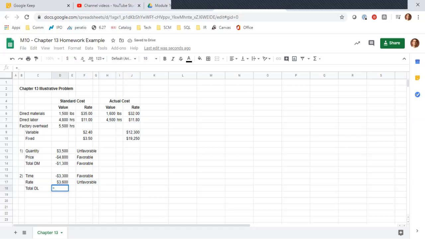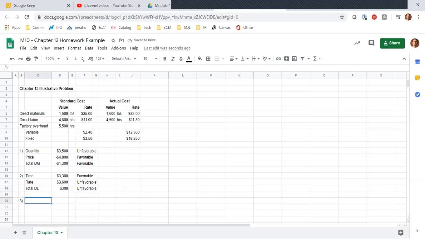And our total labor variance is just going to be the total of both of those. We have $300, and our unfavorable variances are larger than our favorable variances. So this is a total unfavorable variance.